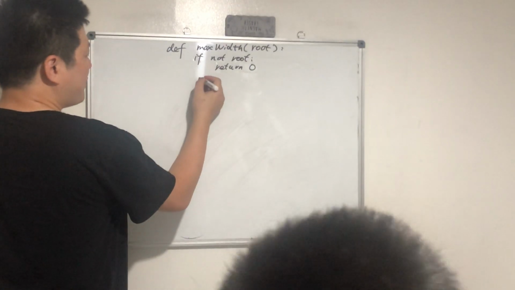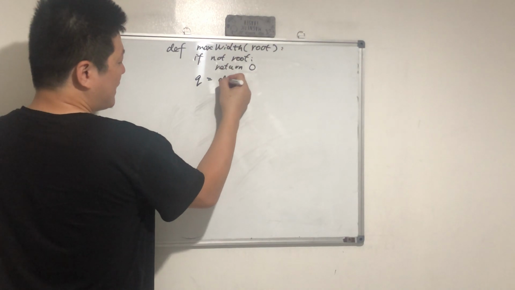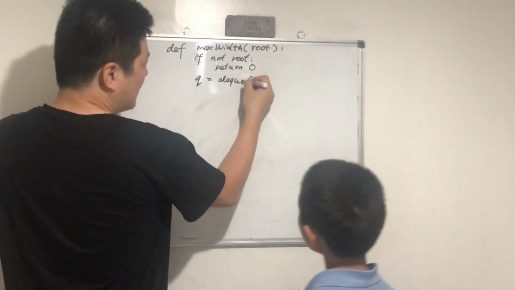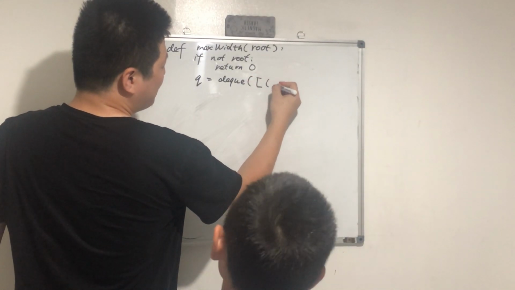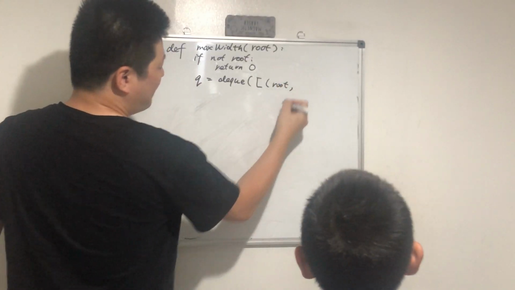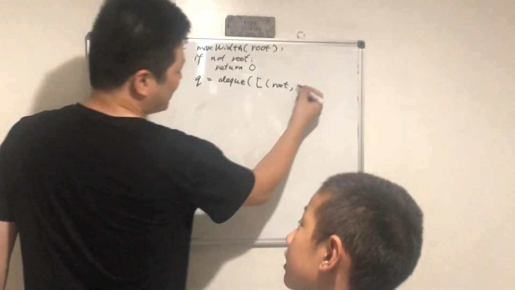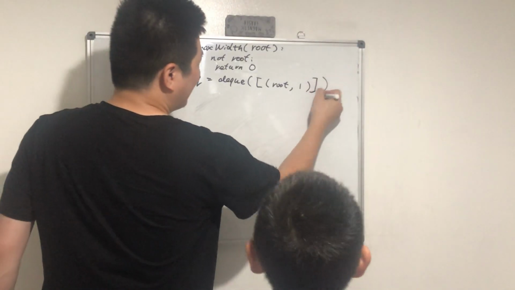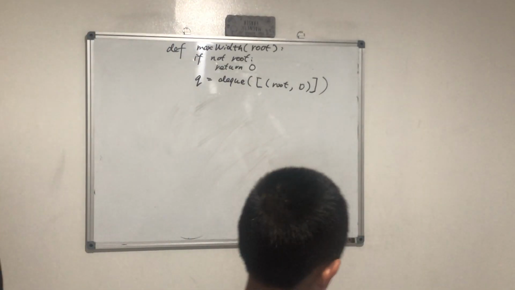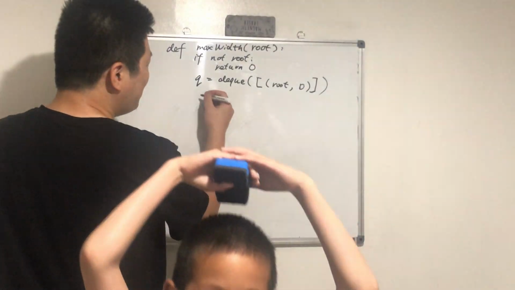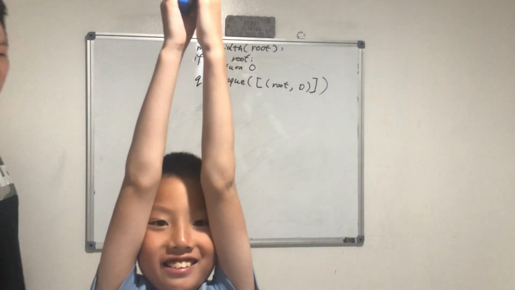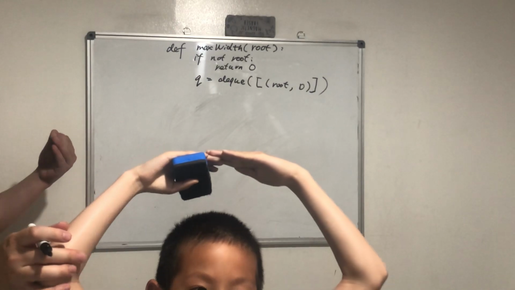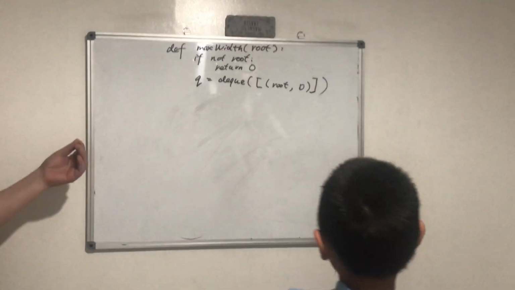Okay, and then Q equals deque. At the beginning, we need to put a root in, and then the initial value. Let's put a 1, or 0, okay. 0 could be better. I'll put 0. So can you tell me how we implement the breadth search?